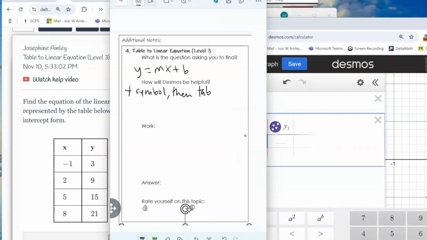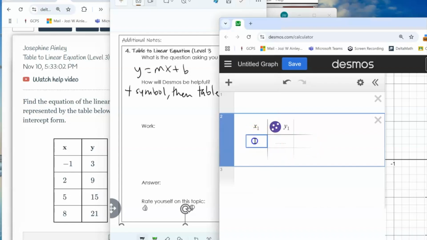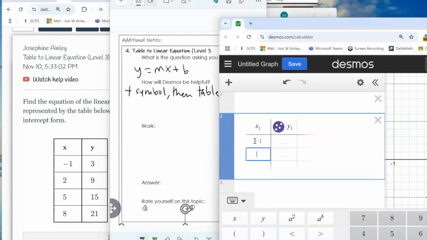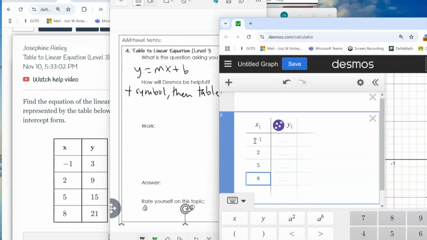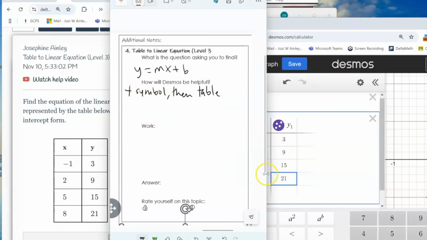This is a quick reference sheet for you so that you can use it on your test. Input your numbers. So it's going to be -1, enter, 2, enter, 5, enter, 8. Then here, 3, enter, 9, enter, 15, enter, 21. And please double check your numbers to make sure you entered the right thing. So plus symbol, then table, type it in. So again, type in question. These are notes to me. You write notes to you.